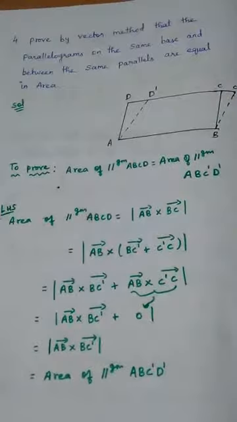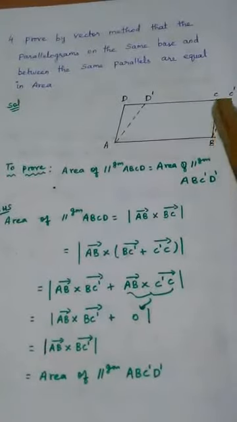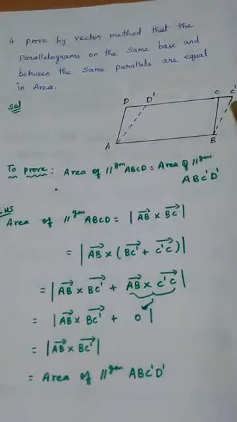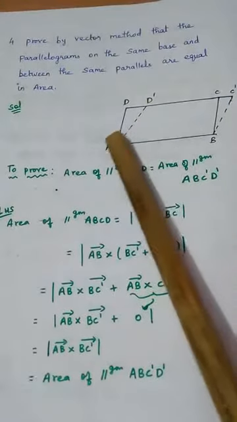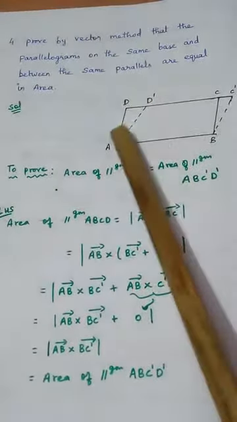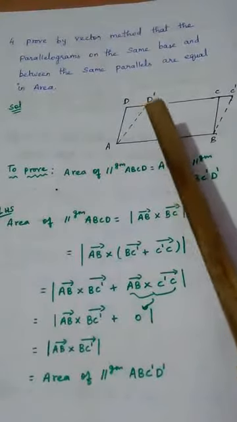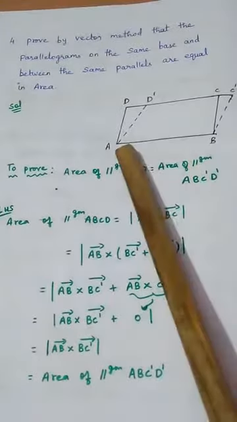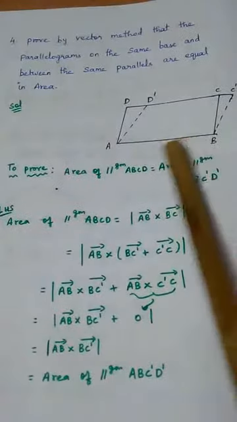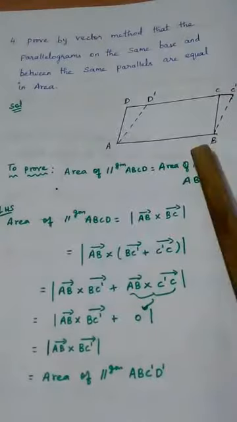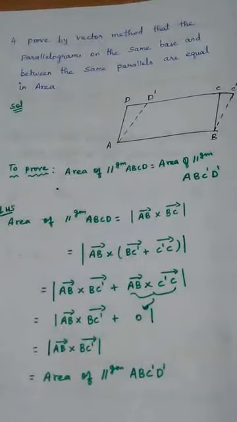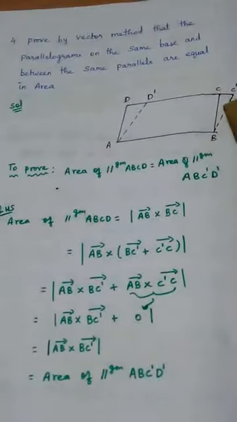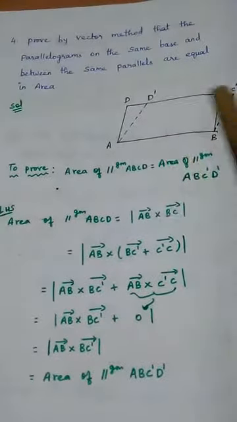ABCD is a parallelogram. ABC'D' is another parallelogram. You should be able to see two parallelograms in the diagram, both having the same base. AB is the base for the two parallelograms. The first parallelogram is ABCD, and the second one is ABC'D'.